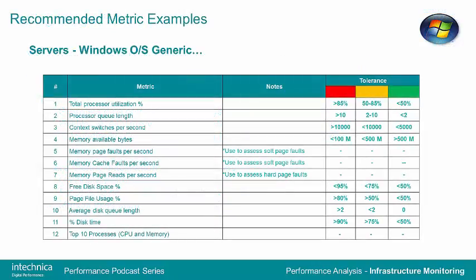So we'll finish off with some recommended metric examples. At Intechnica we use a series of templates which specify metrics based on the operating system and the server type. The first example shows the set of metrics that we use for generic monitoring of Windows servers, covering things like processor utilization, memory performance, disk space, and disk queue length, all the way down to the top 10 processes in terms of CPU and memory consumption.